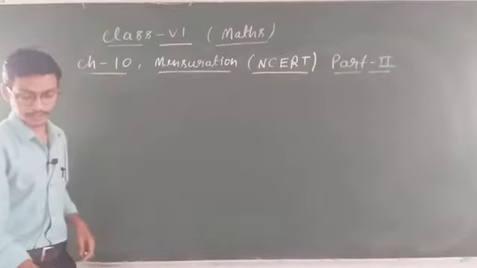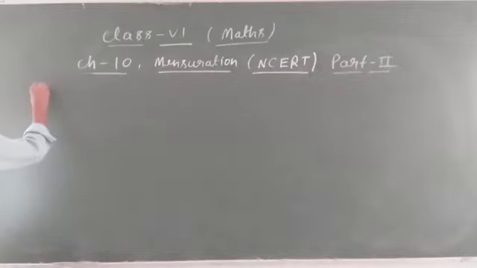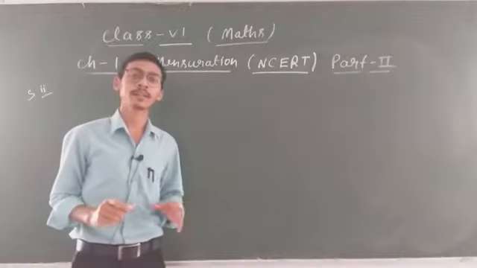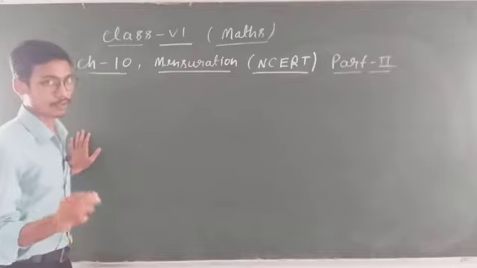Clear? Now the next question is the perimeter of an equilateral triangle. Now you know, student, what is the perimeter of an equilateral triangle? I discussed: equilateral means, student, whose all sides are equal.